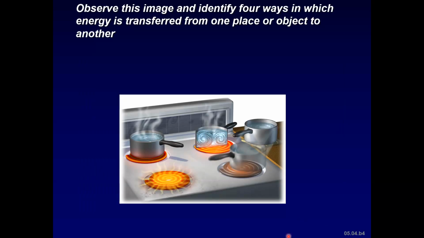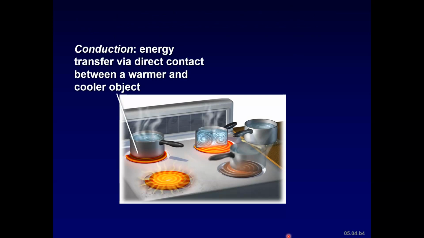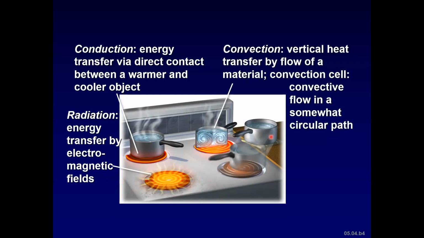So to kind of change the pace here, we can look at this image and identify 4 ways in which energy is transferred from one place or object to another. One way could be conduction, where energy is transferred via direct contact between the stove, which is hot, and a cooler object, which is the pot of water. You can have radiation, where energy is transferred by electromagnetic fields just to the air here. You can have convection, which is a vertical heat transfer by flow of a material.